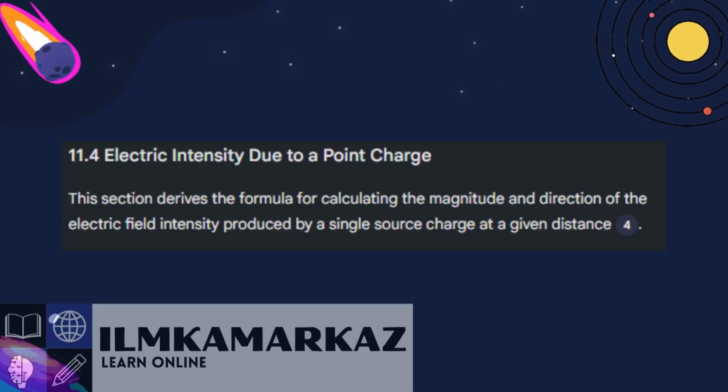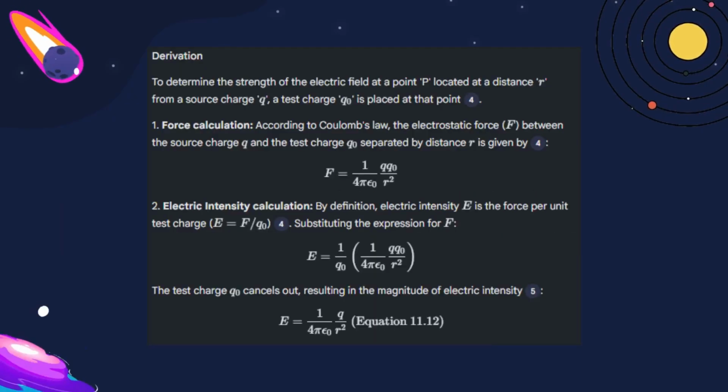Section 11.4. Electric intensity due to a point charge. This section derives the formula for calculating the magnitude and direction of the electric field intensity produced by a single source charge at a given distance. Derivation. To determine the strength of the electric field at a point P located at a distance r from a source charge Q, a test charge Q naught is placed at that point.